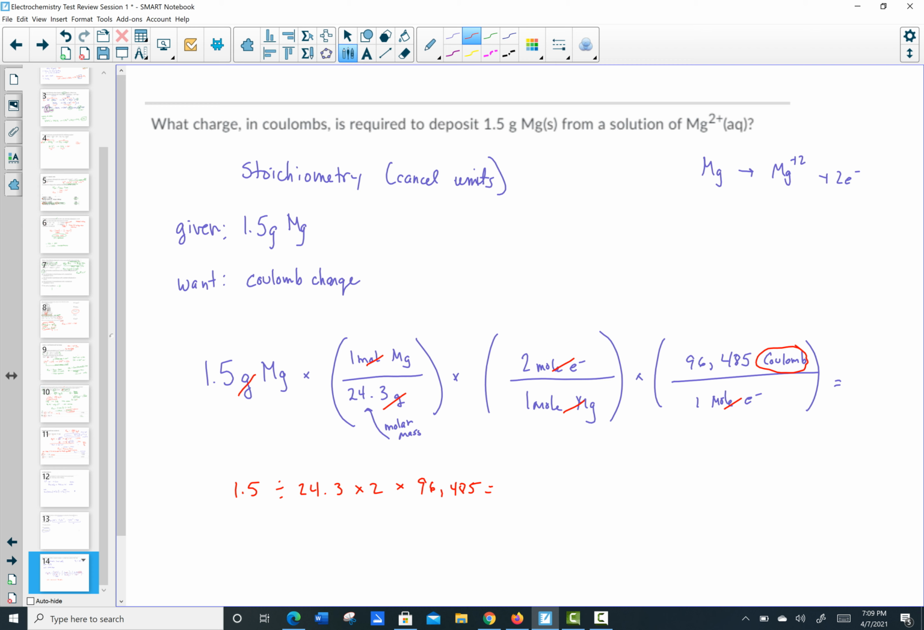I have a big number, 11911.7. We're allowed 2 sig figs, so let's say that's 1.2 times 10 to the 4th power. And that would be my answer.